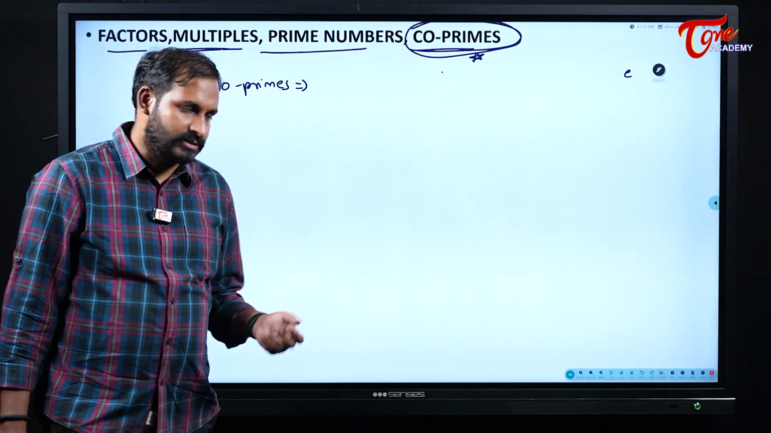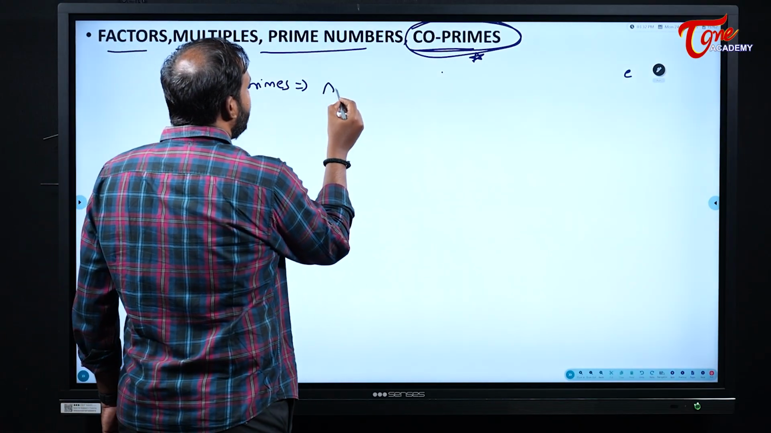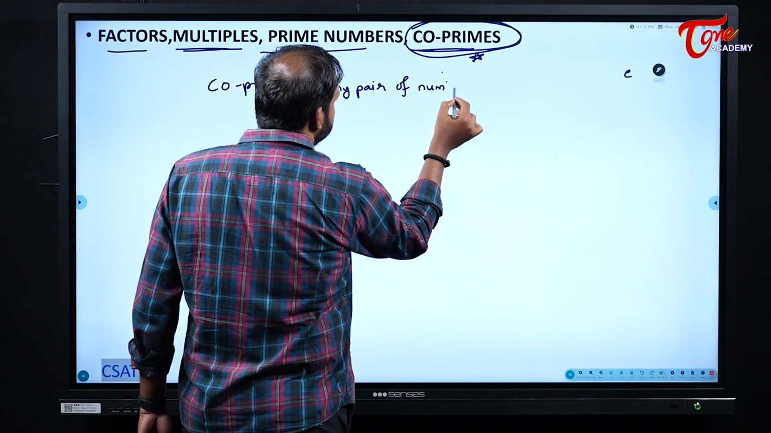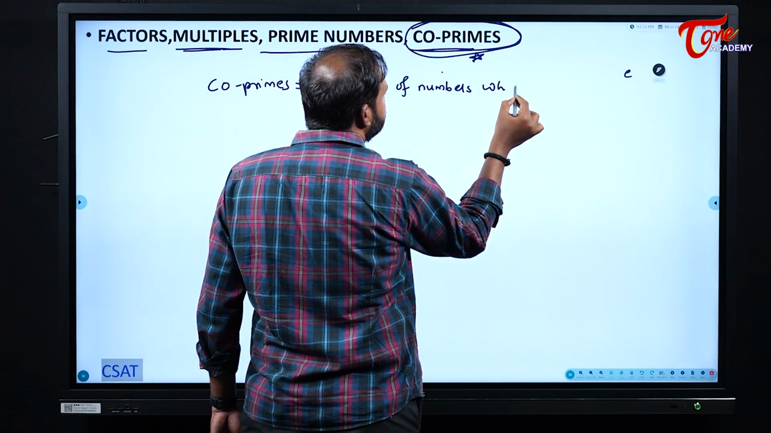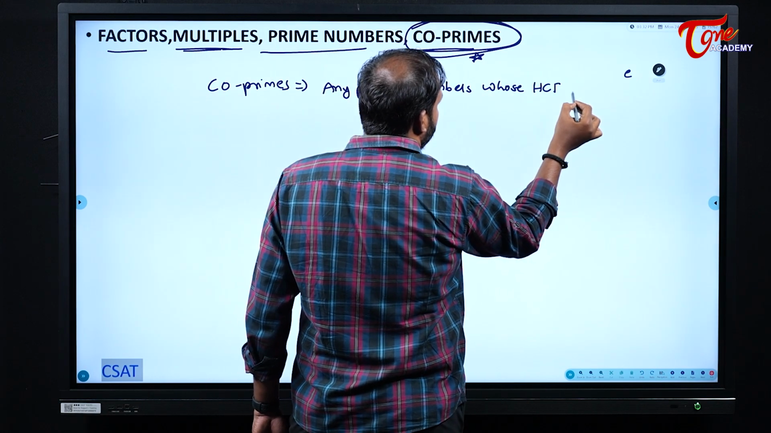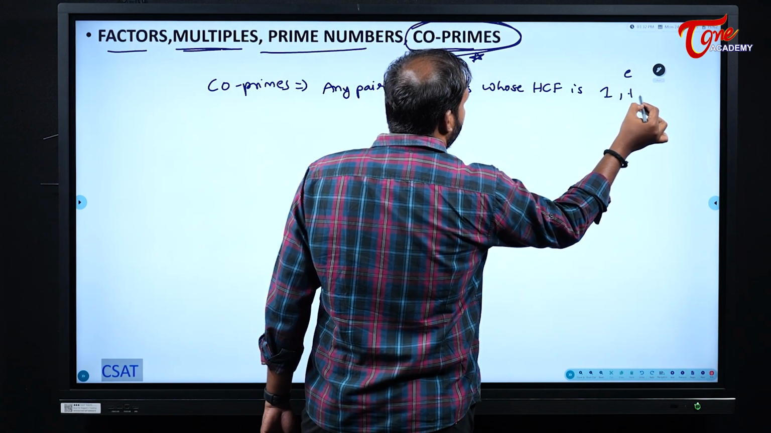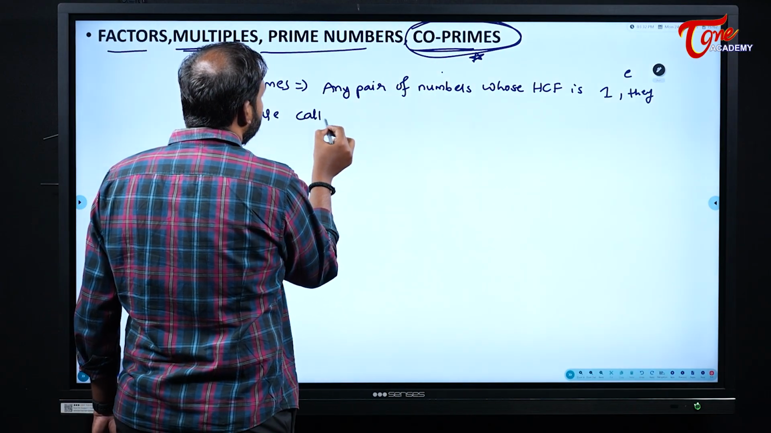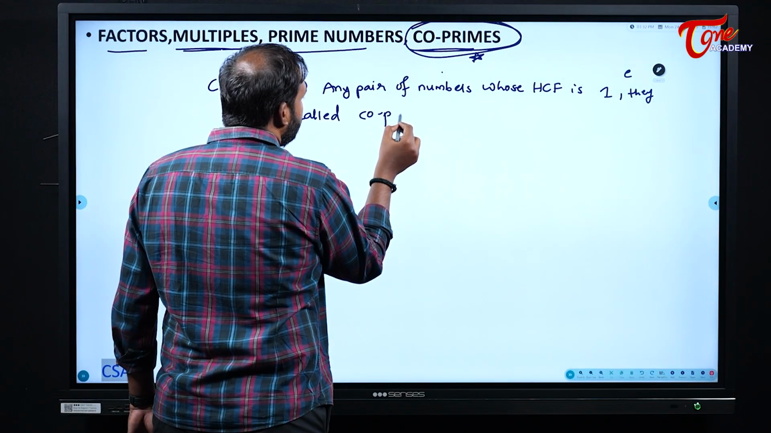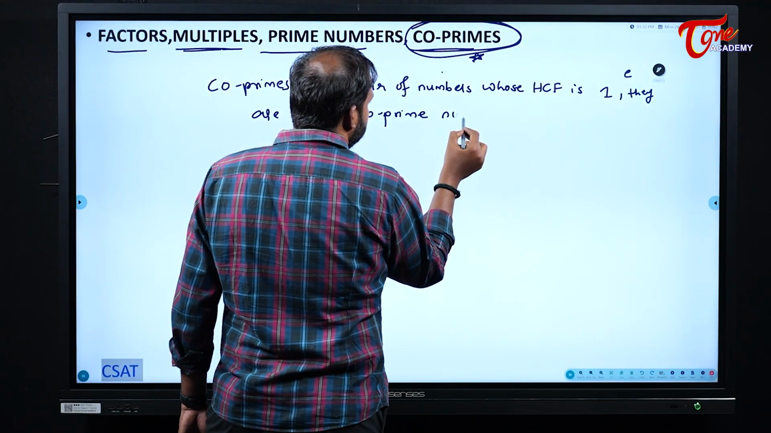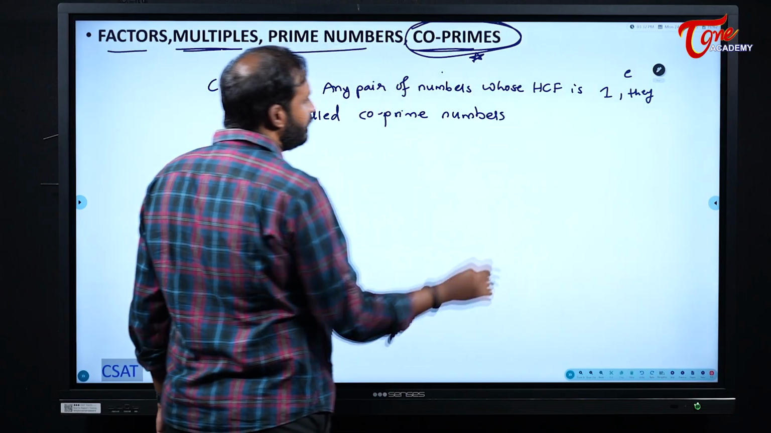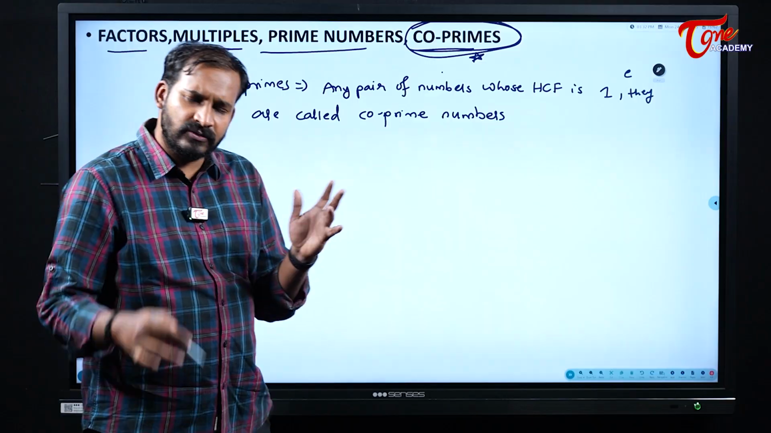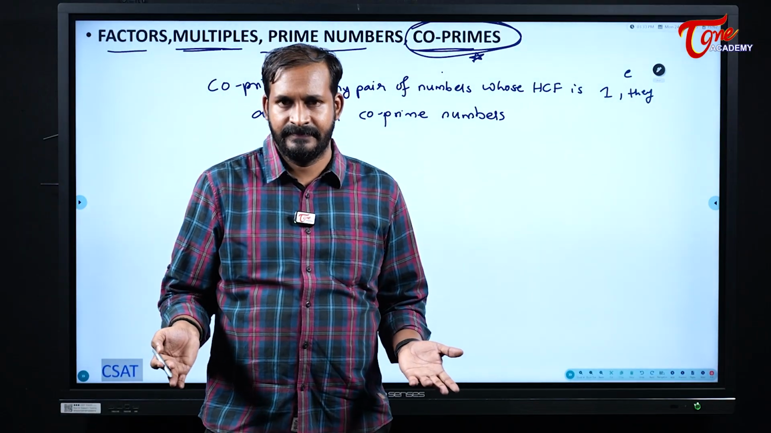There can be 3 numbers also. Any pair of numbers whose HCF is 1, they are called co-prime numbers. So, irrespective whether they are prime numbers or composite numbers. Anyway, if the two numbers contain one prime number, those two will obviously become co-primes.